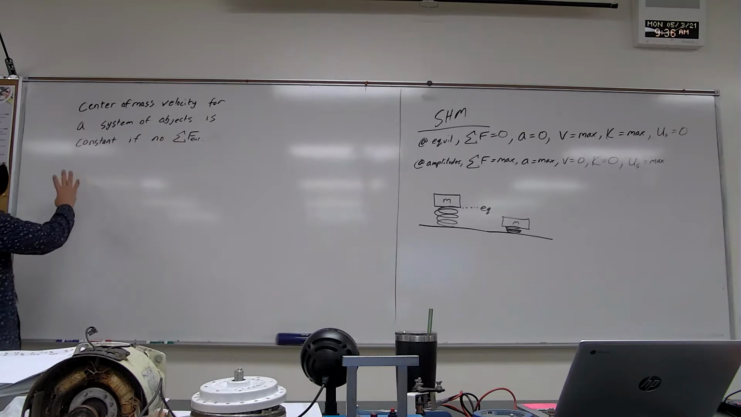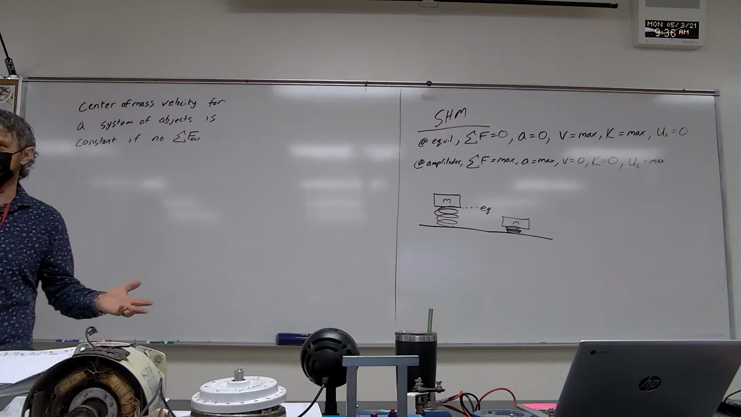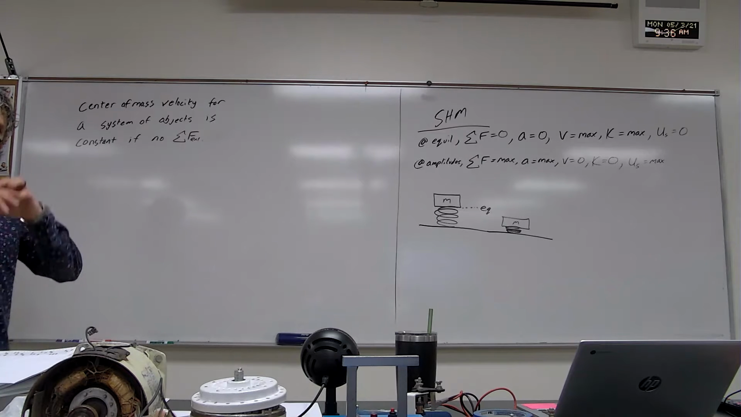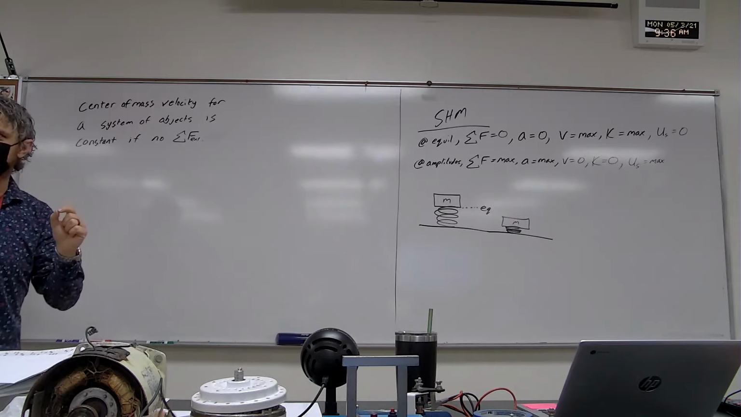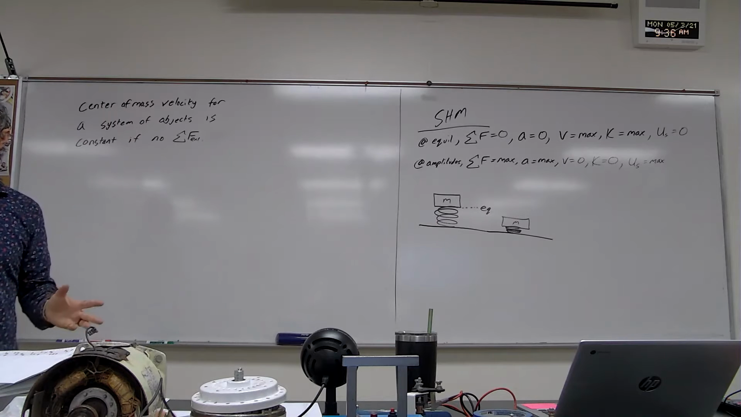So just remember this. Even if you have multiple objects that are all moving, if they're in a closed system, even if they're colliding with each other, even if they're moving in all different directions, the center of mass velocity of that system will be constant. Okay.